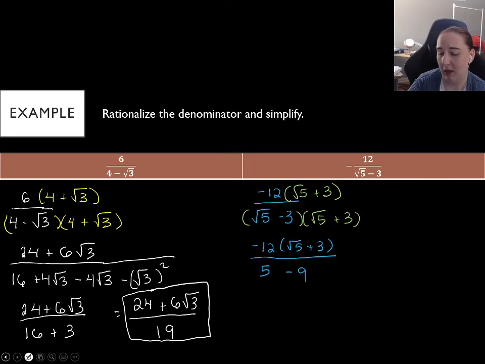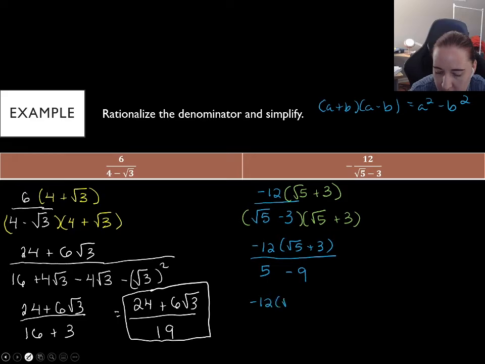So it really is worth memorizing a plus b times a minus b equals a squared minus b squared, because it will save you an entire step on the FOIL process to just know that that's how it's going to end up, and makes it slightly faster. So 5 minus 9, so I'm going to have, let's see, negative 12 times the square root of 5 plus 3, and 5 minus 9 is negative 4.